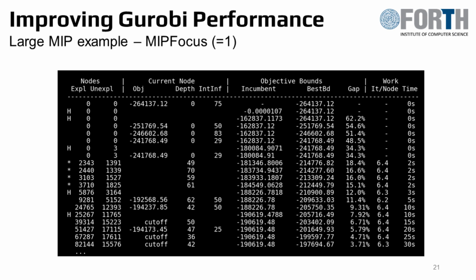To better understand the effect of MIP focus, let us examine a concrete, large MIP example with MIP focus set to 1. Recall that a value of 1 instructs the solver to prioritize finding feasible solutions quickly. The emphasis is on improving the incumbent solution early in the search. Looking at the log, we observe that feasible solutions appear relatively early. The incumbent value improves several times in short intervals. The solver is clearly investing effort in heuristics and strategies that aim to produce good primal solutions.